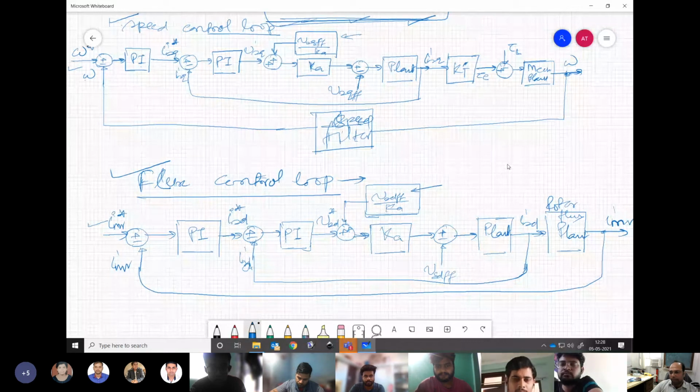That is why we are doing it step by step. First you control your ISD, ISQ fastest. Then you go for IMR control. And then you go for your speed control. So sequentially we are doing it.